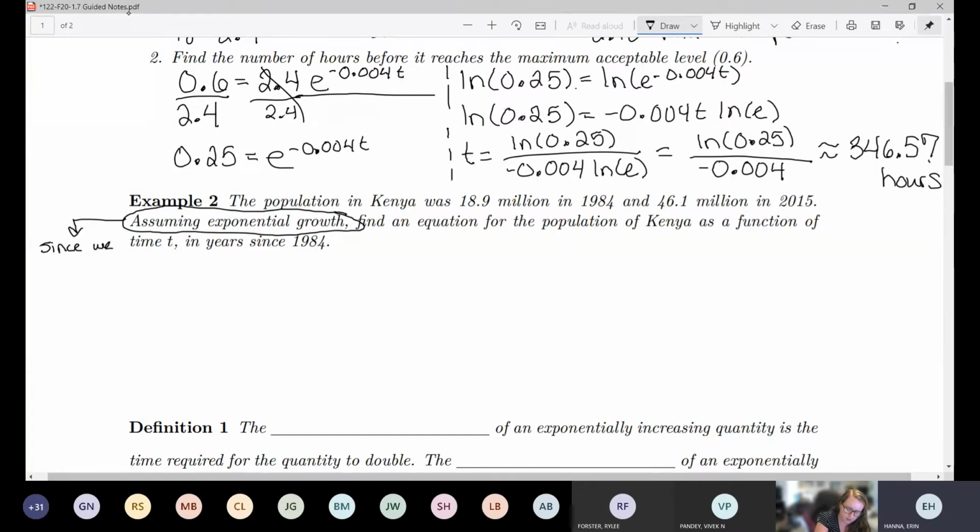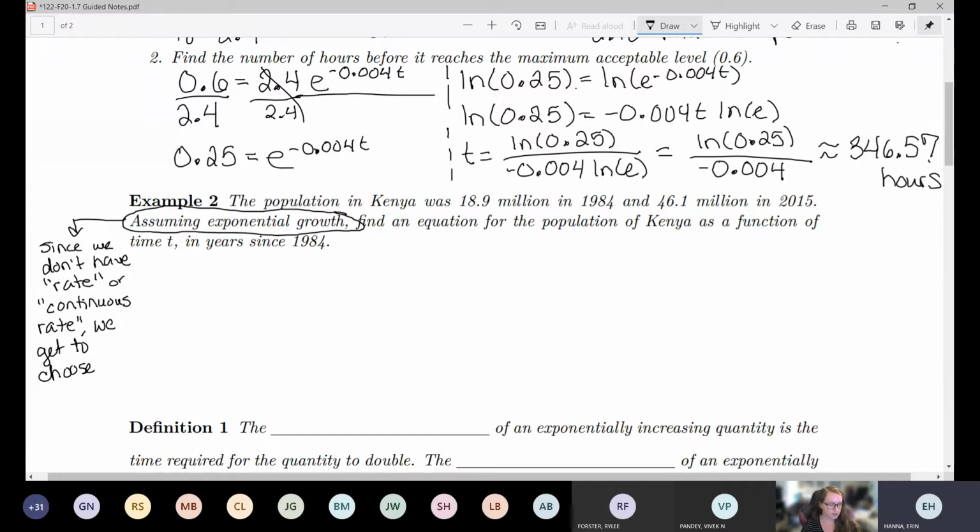Since we don't have rate or continuous rate, we get to choose. So you need to be careful. If it says rate or continuous rate, then it's kind of locked into what form you have to use. Since it doesn't say rate and it doesn't say continuous rate, we get to choose which one we want to work with.